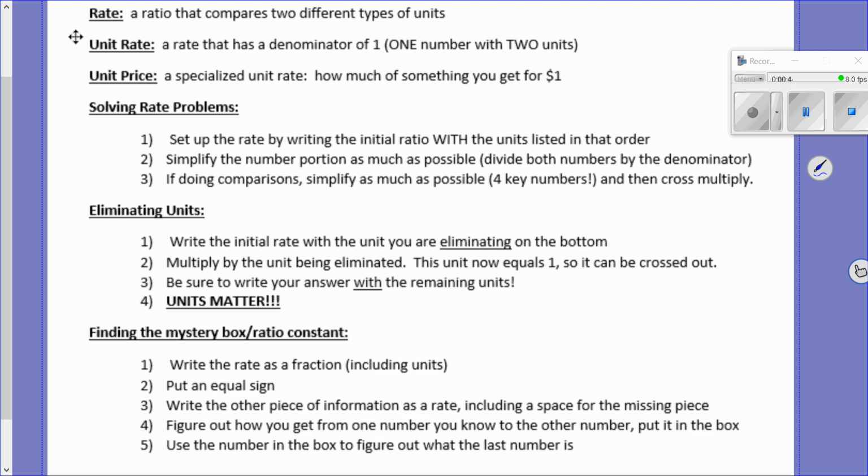But what we're going to work mostly with is what's called a unit rate. In a unit rate, we have a denominator of 1. So you can have one number, but because it's a rate, I will always have two units.